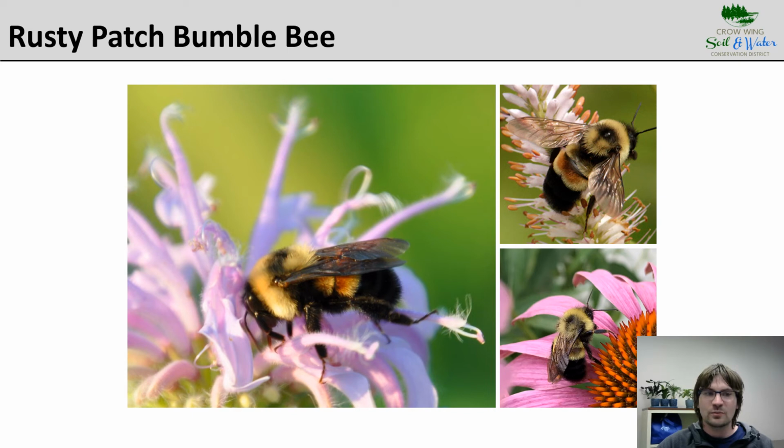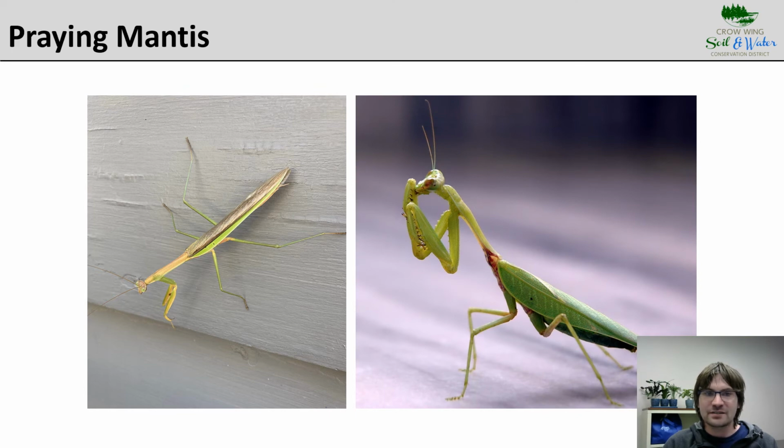The rusty-patched bumblebee was once an excellent pollinator of wildflowers, cranberries, and other important crops, but in 2019 was listed as an endangered species. A fun fact about this bee is that new hives are started from an individual queen every year. Praying mantises are another cool insect of Minnesota.